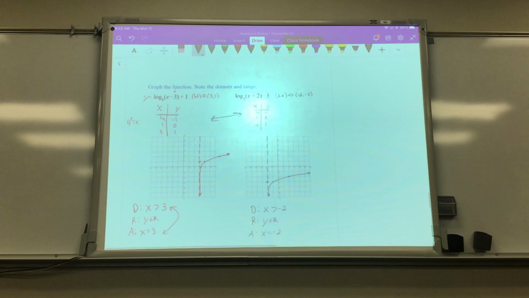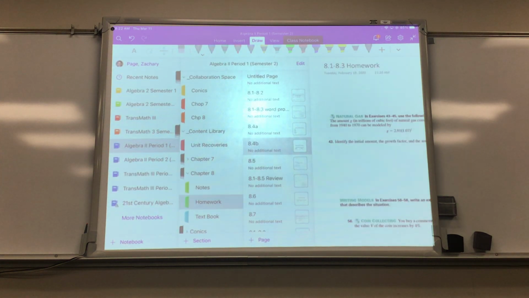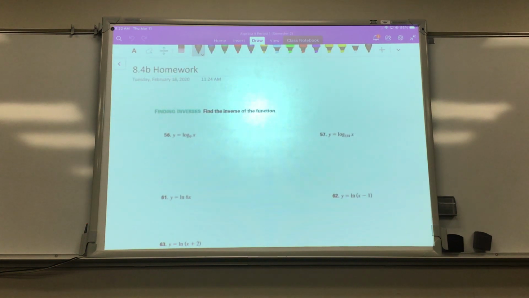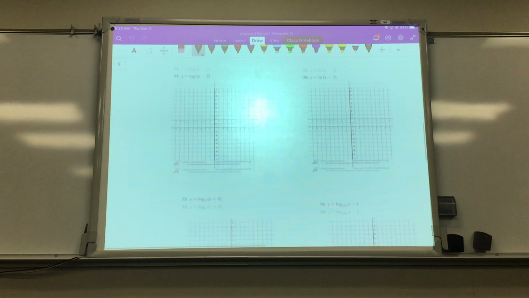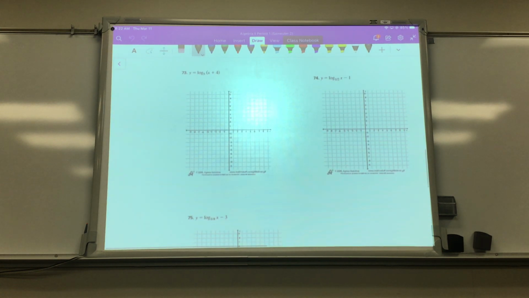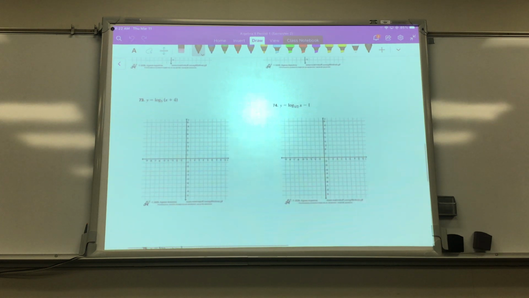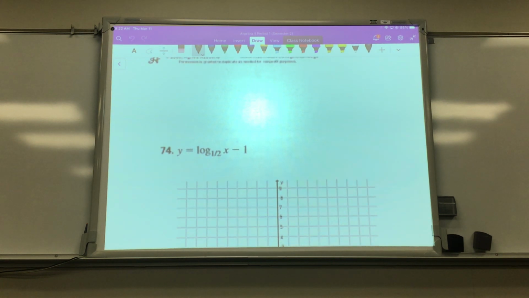Alright. Your homework then. 8.4b homework. Find those inverses, graph those functions. Now, real quick, you guys want to do this one real quick? Got a base of 1/2. So go to 74 in your homework.